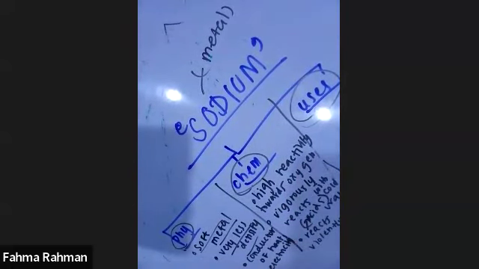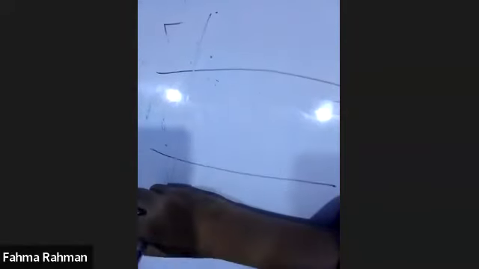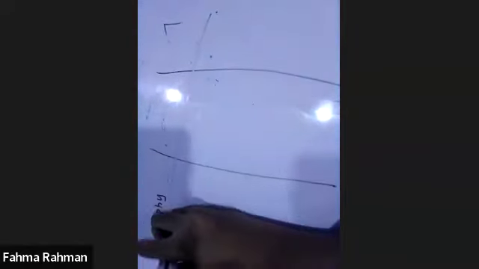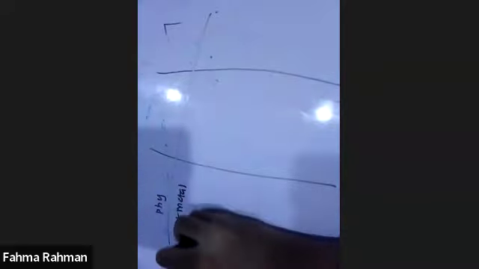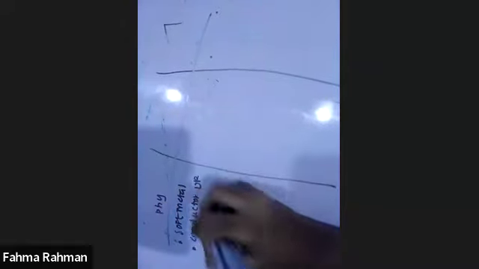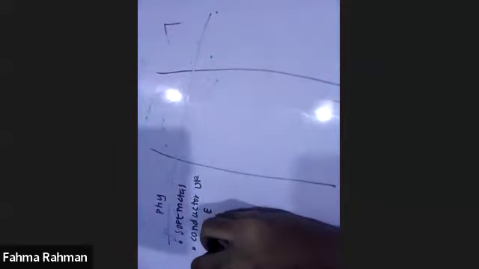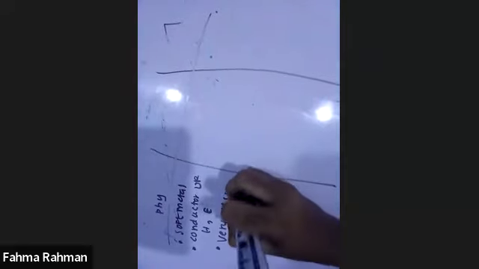So the physical properties of sodium are a soft metal and very low density. Wait a minute, let me write it once again. If you take the physical properties of sodium, first of all, you have to say it's a very soft metal. It's a conductor of heat and electricity. And then it has a very low density, and so on.